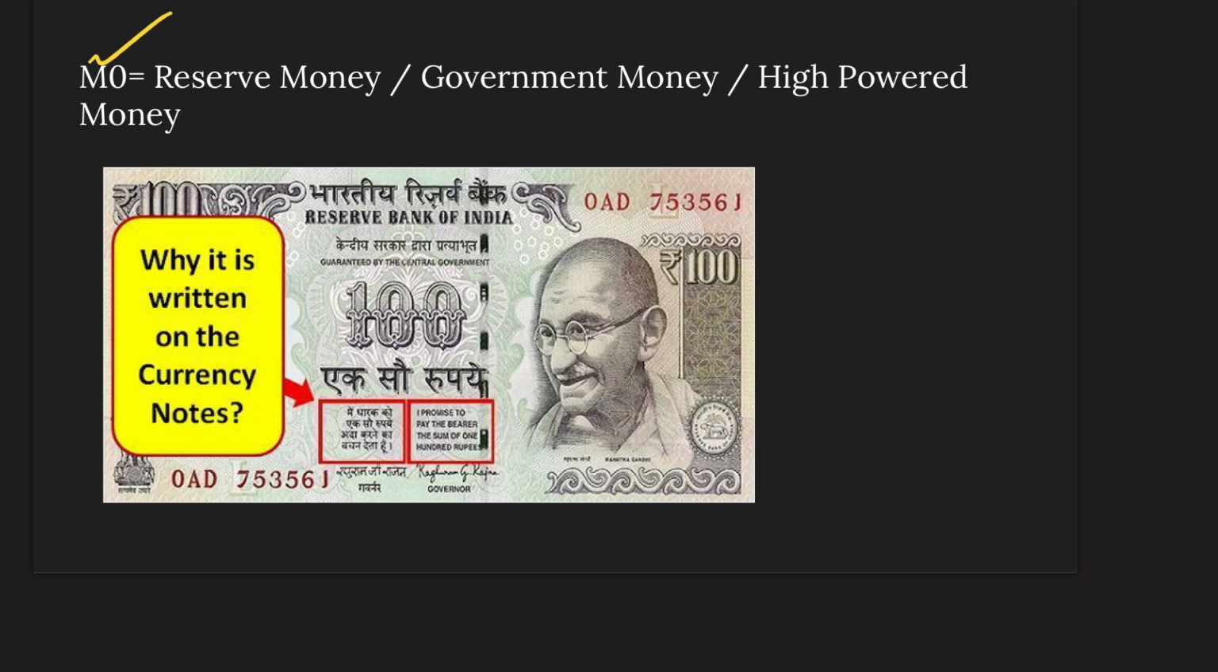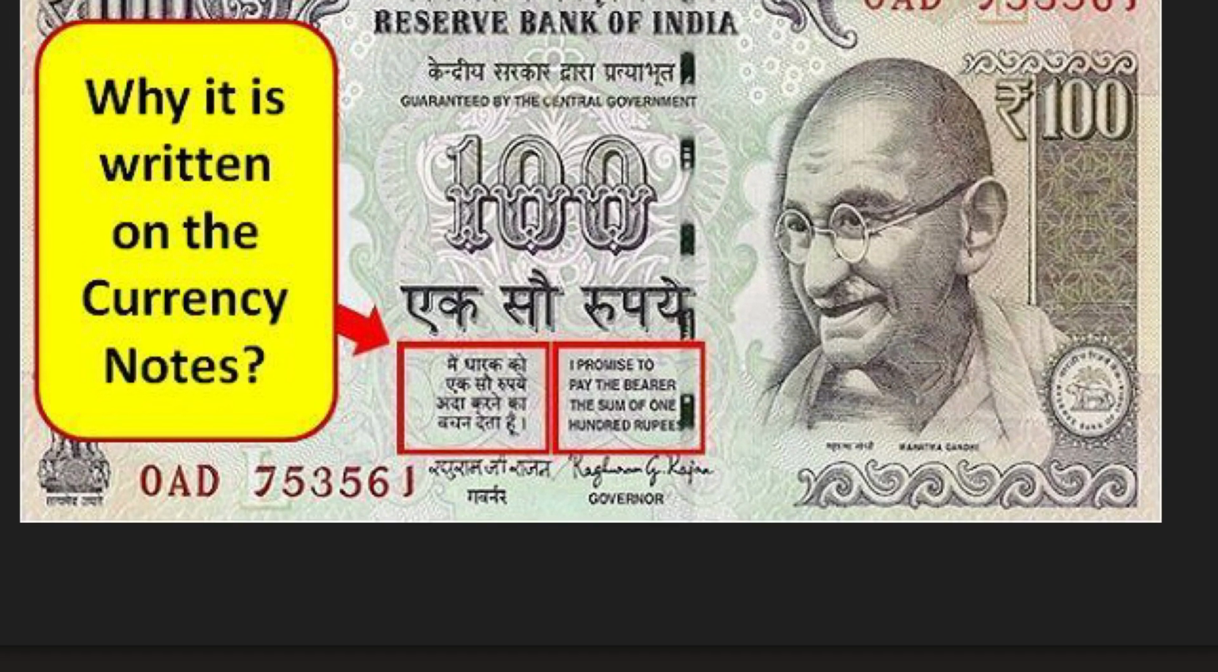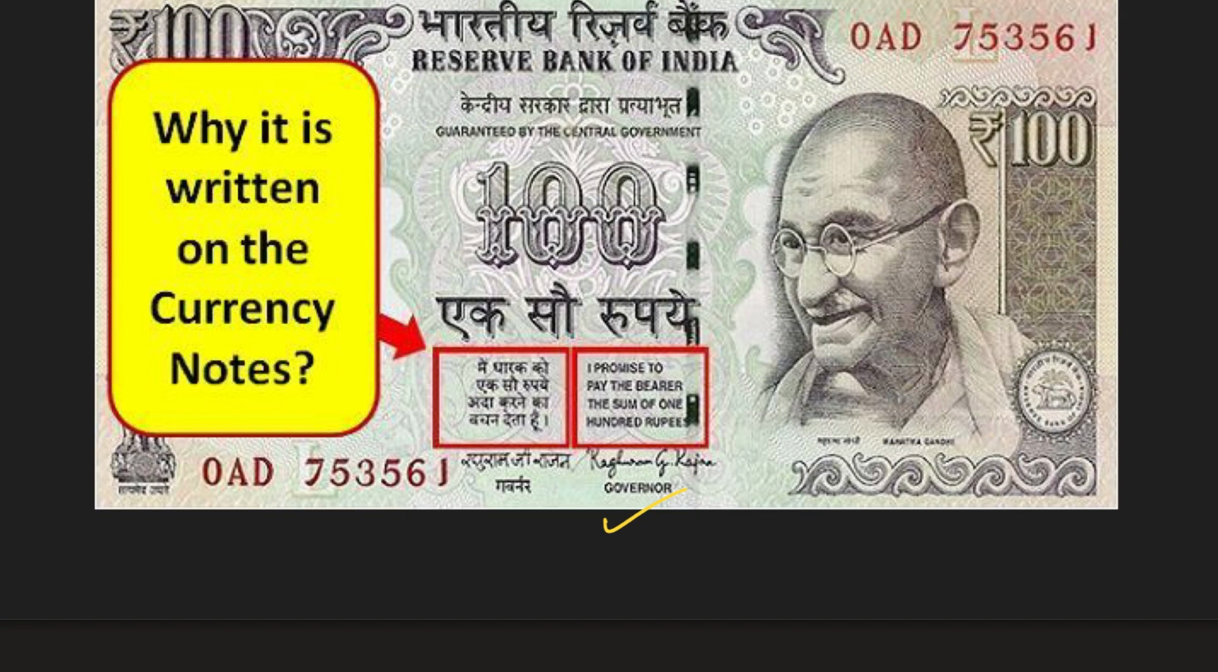The first metric is M0 or reserve money. It is also called government money or high powered money. Take a look at this note. It has the signature of the governor of RBI, and it says that I promise to pay the bearer the sum of 100 rupees. So why is this written on the currency note? You have to understand the rationale behind this.